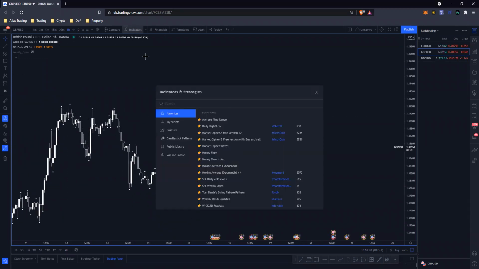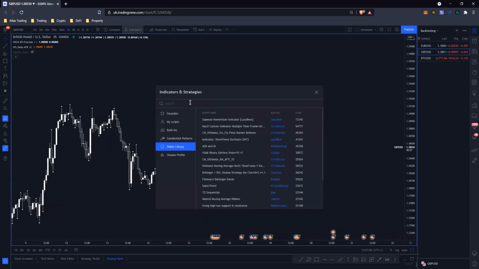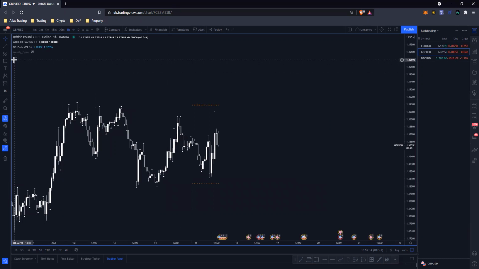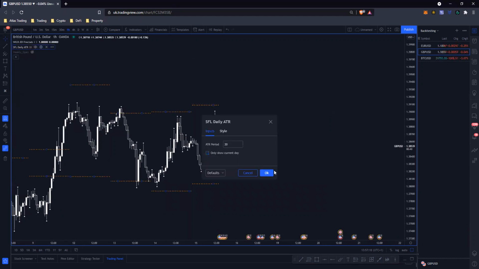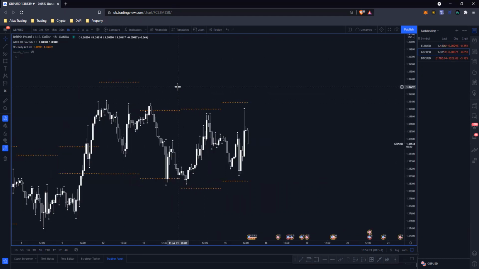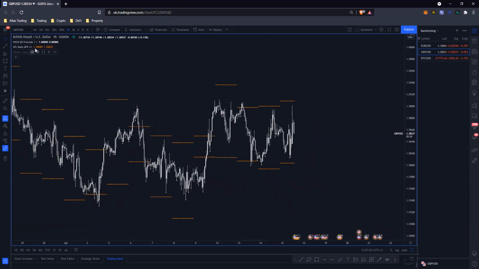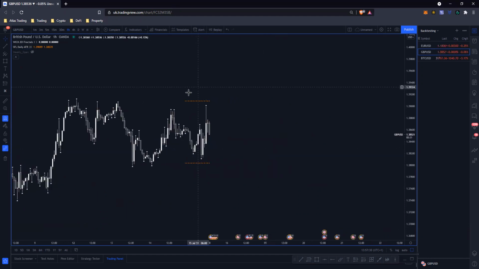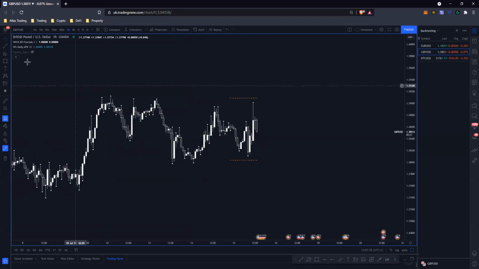So to find it, you would have to go into TradingView indicators. It's in the public library. Search SFL Daily ATR, and then there you go. Once you put it on, it comes on like this. So it usually has every day, but obviously this looks a little bit clunky. So if you just go into the settings and get it to show only the current day, it'll only plot the ATR for the current trading day.